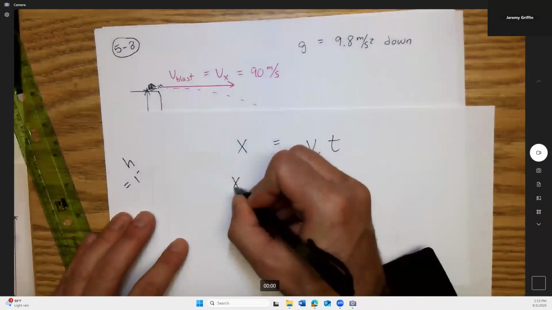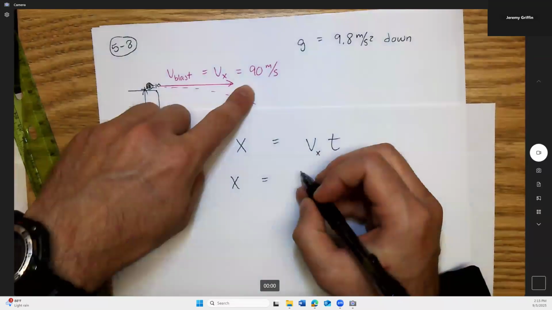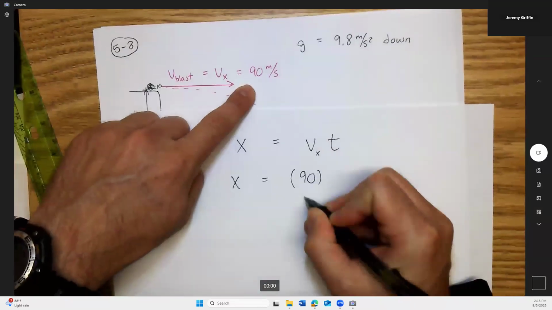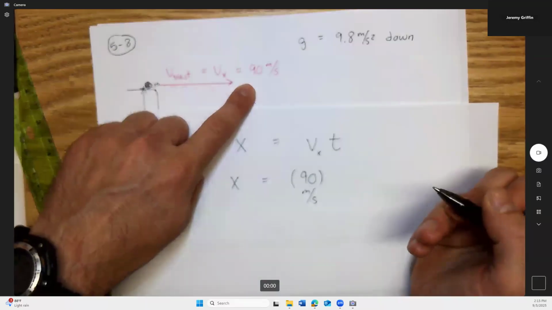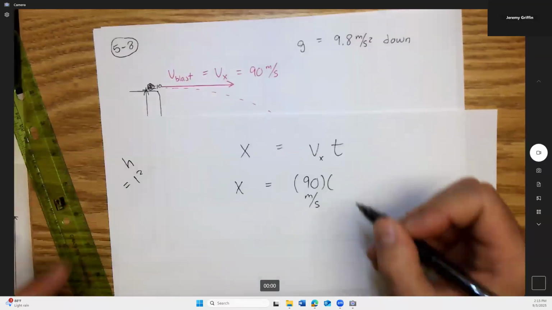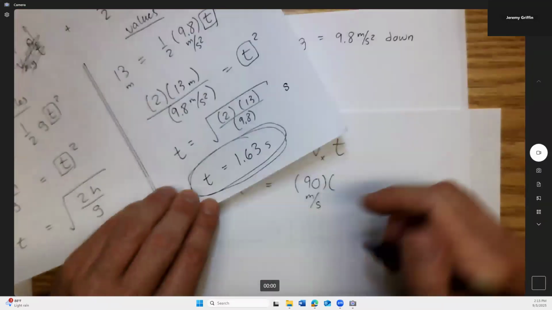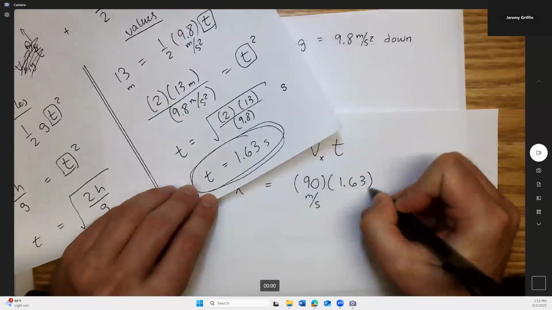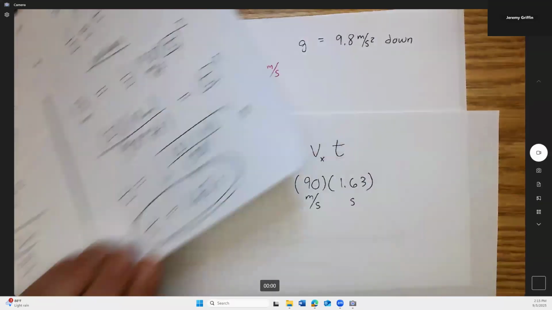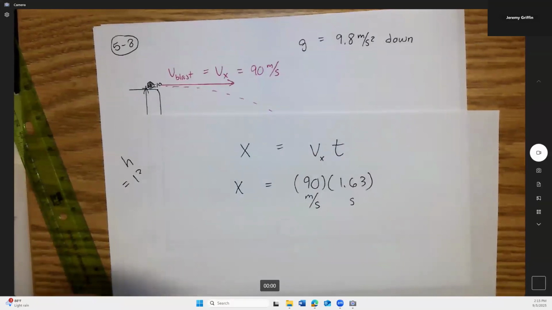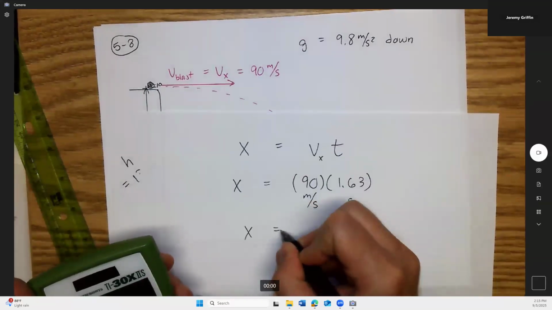So how far the cannonball lands from the base of the cliff is how fast it was going. Now for me, that's 90 meters per second, because that was my blast speed, horizontal, times how much time, which I just found right here, is this many seconds. So let's see, how far then equals.